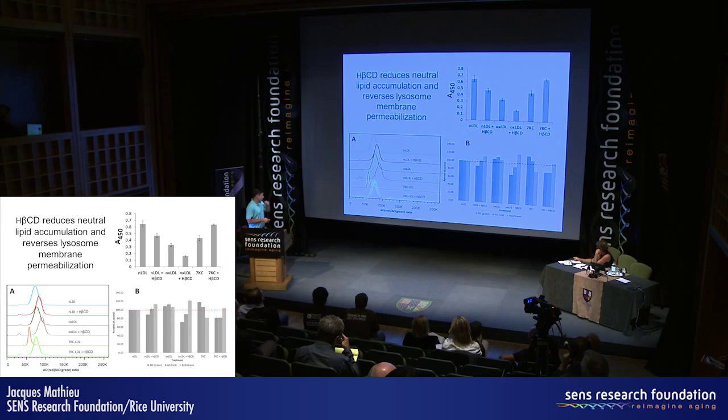And so what you can see here is LDL. This would be a normal cell right here. When we treat with cyclodextrin, we see this curve shifts to the right, and that would indicate less membrane permeabilization than even a normal cell. So this is stabilizing the lysosome in some manner.